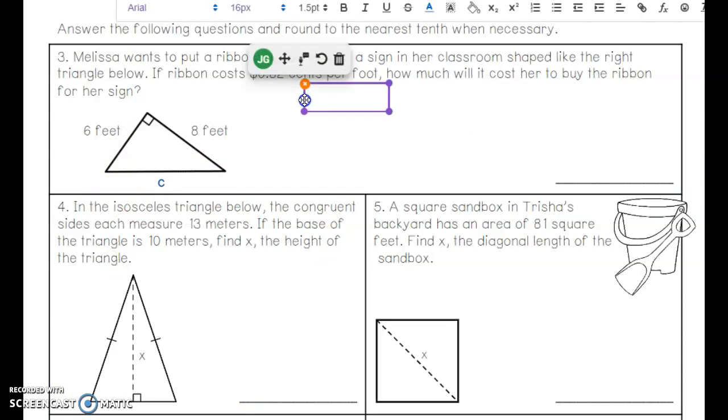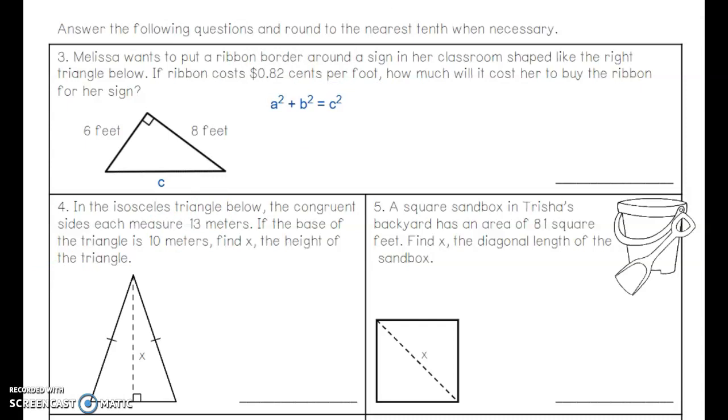So just like we have for all of our other problems, start with your formula. Then plug in your values. After plugging in your values, as you see it, key it in your calculator, and then take the square root to find the missing side length. Okay, you should have gotten that C, the hypotenuse, measures 10 feet. But that's not the answer to your question.